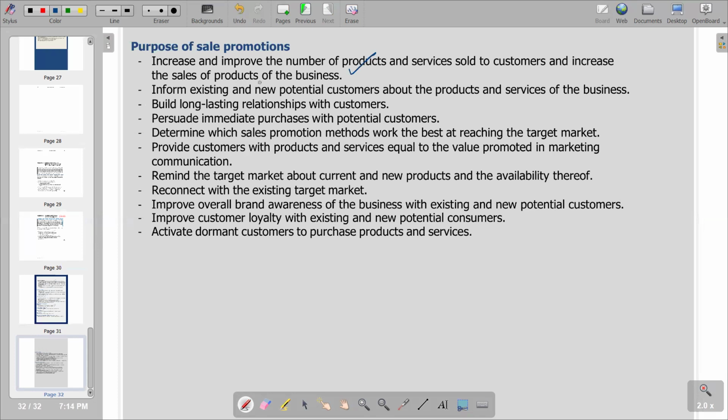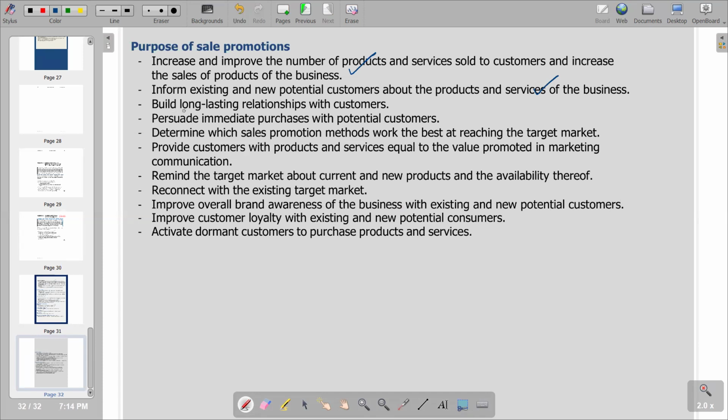And the second purpose is to inform existing and new potential customers about the products and services of the business. So when you do that, we are trying to communicate with some potential customers that are not fully aware of our products, that we have these products. So through those sale promotions, they are going to get notified of our products, and then obviously they are going to engage and purchase our products. So that's the essence behind our sale promotions.